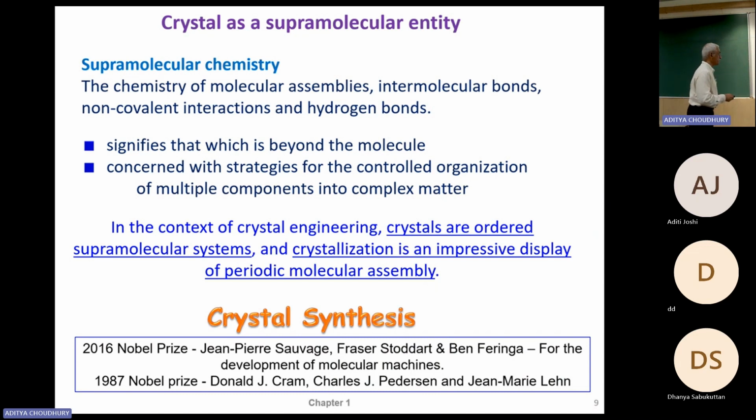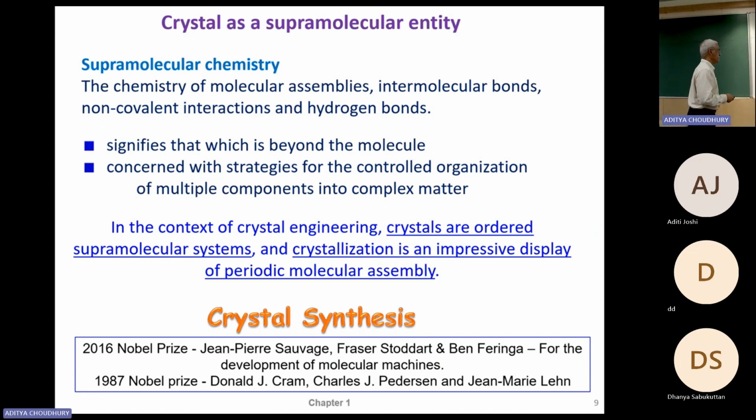It's concerned with strategies for controlled organization of multiple components into complex matter, because normally it will be a cluster kind of thing. It's a discrete kind of entity, and different molecules are interacting with each other through supramolecular interaction. Supramolecular is nothing but these hydrogen bonds, the weak interactions, non-covalent interaction. I'm going to repeat this quite often. They're all synonymous: weak interaction, supramolecular interaction, non-covalent interaction. They're all coming under, that is, not covalent bonds or coordinate bonds, hydrogen bonds, and the bonds having less energy.